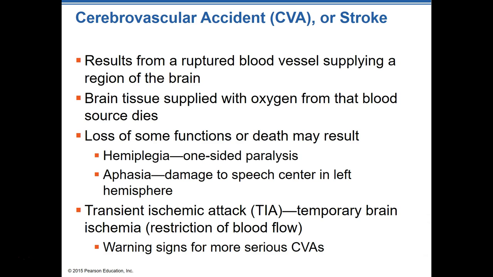Oftentimes with strokes, we see a condition called hemiplegia. You're probably familiar with paraplegia, where you're paralyzed from the waist down, and quadriplegia, from the shoulders down, where all four limbs are affected, and that's almost always associated with some sort of spinal injury. Well, hemiplegia has to do with a brain injury and not a spinal cord injury, because it affects one side of the body. A stroke on the right side of the brain is going to paralyze the left side of the body. And that's typically what we see.